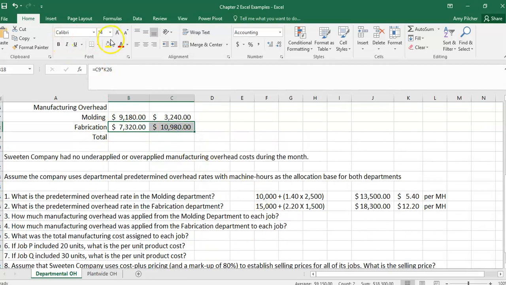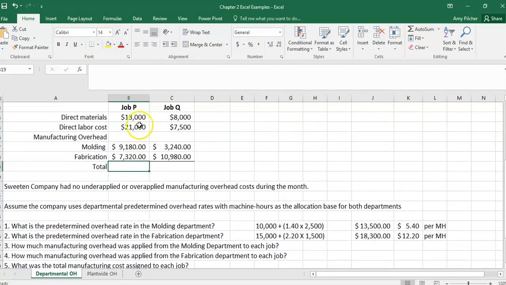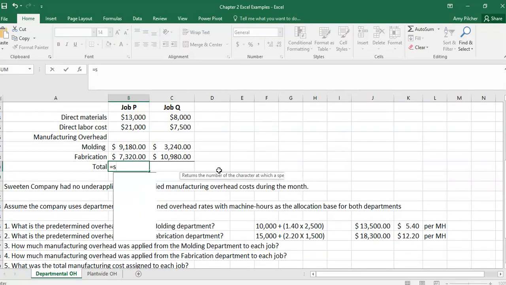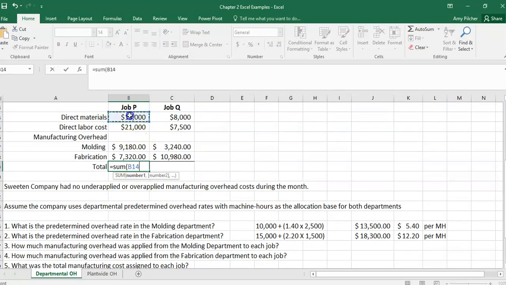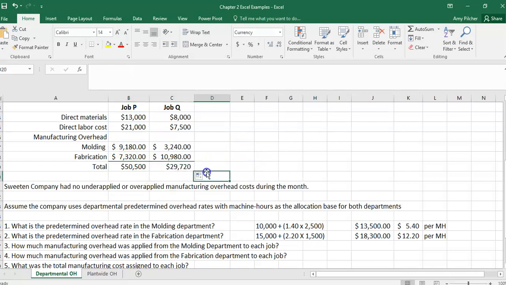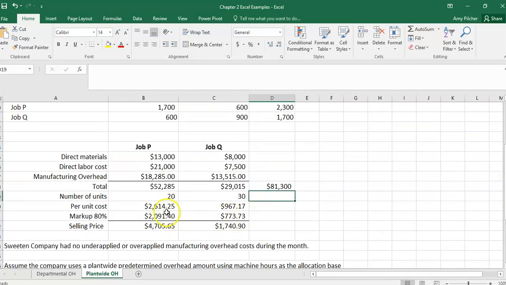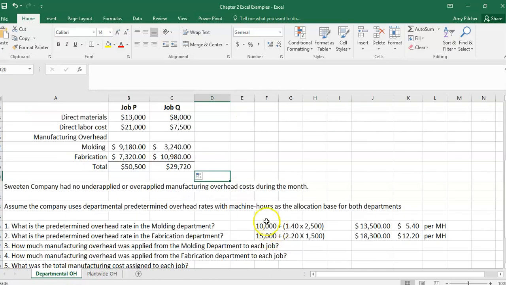We add all of our costs together, direct materials plus direct labor plus overhead, and we get our total product costs. So we can already see that the total costs for each job are different than they were in our other example where we had allocation a single overhead rate. So we've changed the amount per job, which will then change our amount per unit.